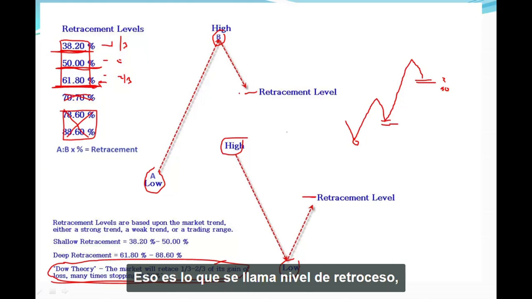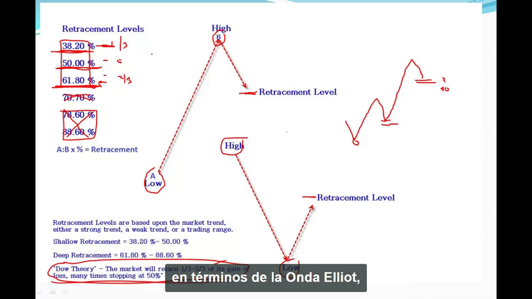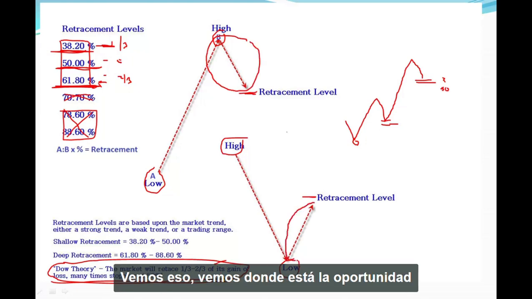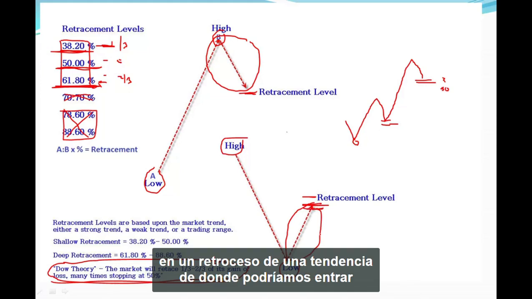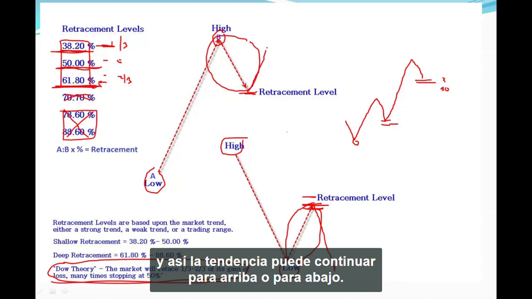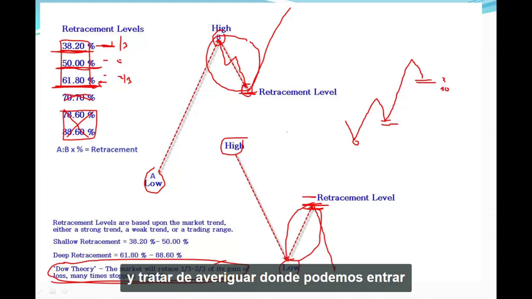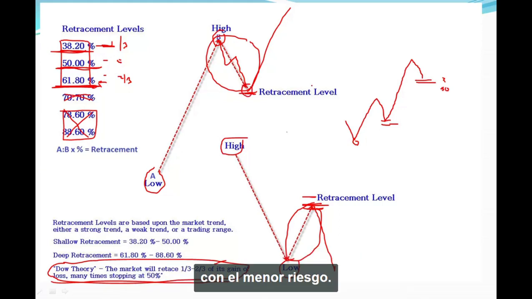So this is called the retracement level, and this is going to play part of what we're looking at in terms of the Elliott wave. Traders tend to look at the retracement. We look at where the opportunity is on a retracement in a trend, where we can enter so the trend can continue either up or down. So it's our job to look at these little squiggly lines and try to figure out where we can enter with the least amount of risk.